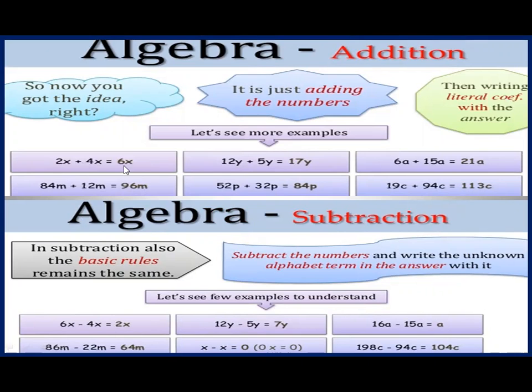So 2x plus 4x is 6x, 12y plus 5y is 17y, 6a plus 15a is 21a. In subtraction, the basic rule remains the same. Subtract the numbers and write the unknown alphabet term in the answer with it, that is, write the literal coefficient with the answer. 6x minus 4x is 2x: 6 minus 4 is 2 and write the variable as it is. 12y minus 5y: 12 minus 5 is 7 and write y as it is. So always remember, addition and subtraction of algebra can be done only with like terms and not with unlike terms.